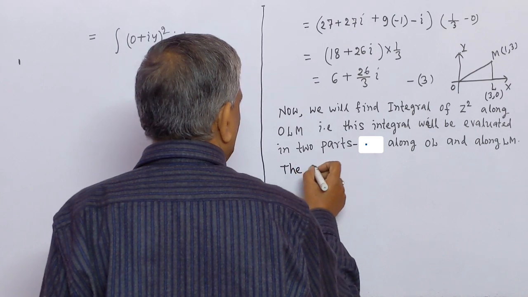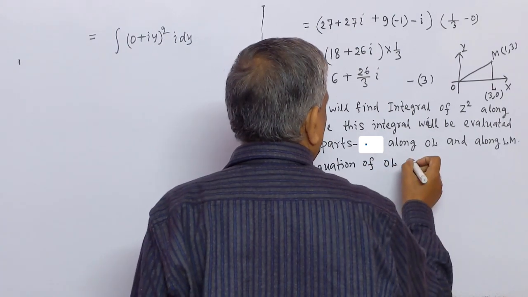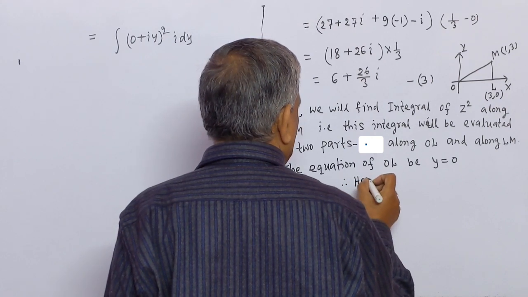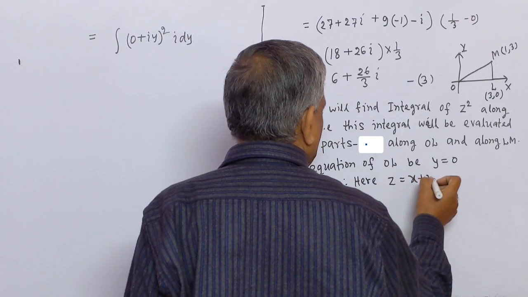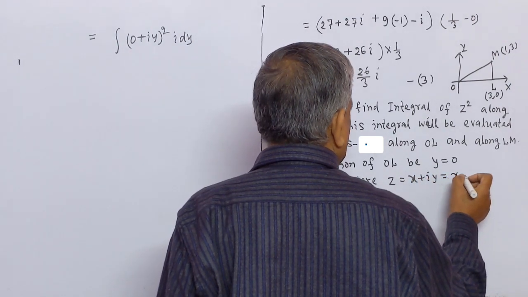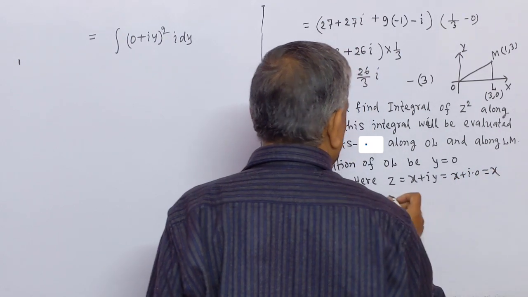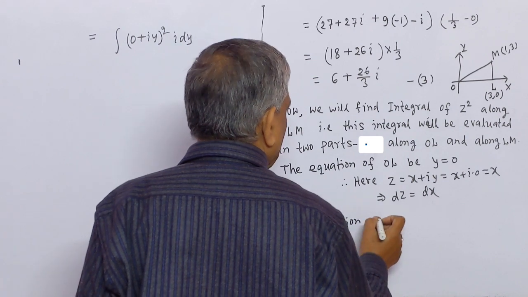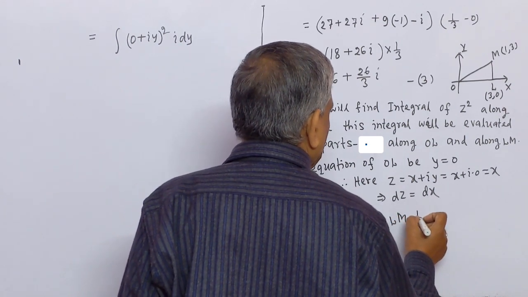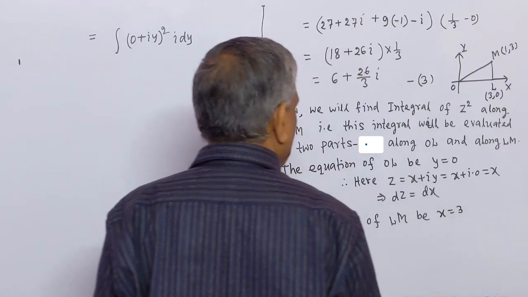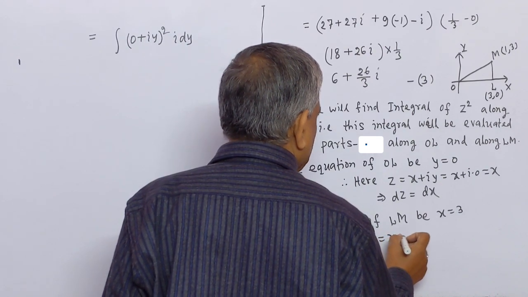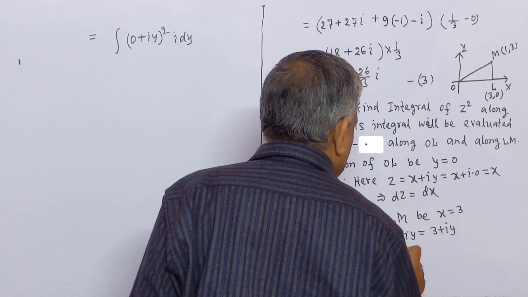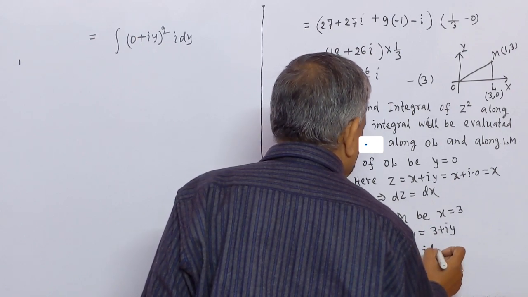The equation of OL is y equal to 0. Therefore, here z equal to x plus iy equal to x plus i into 0. This is x, which implies that dz equal to dx. The equation of LM is x equal to 3. Therefore, z equal to x plus iy equal to 3 plus iy, which implies that dz equal to i dy.